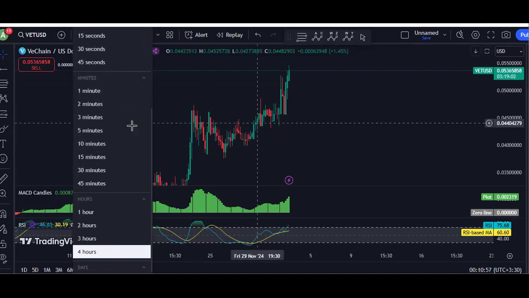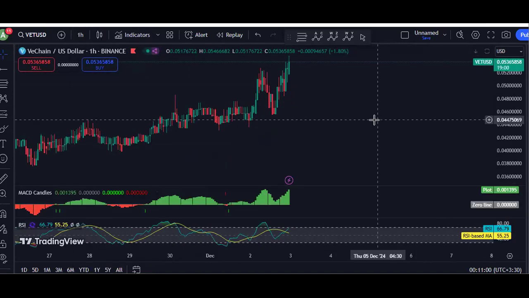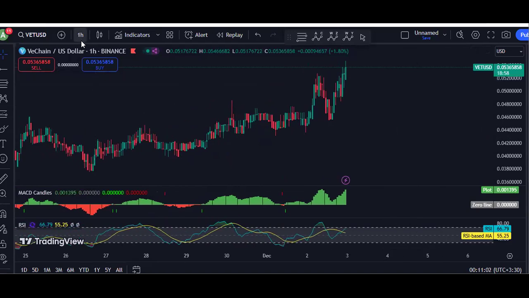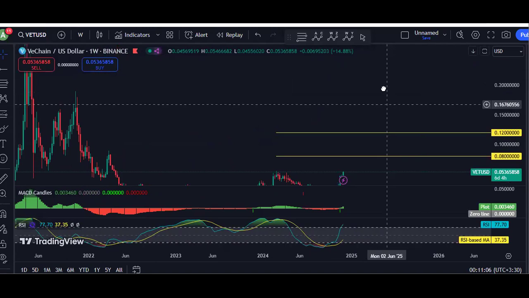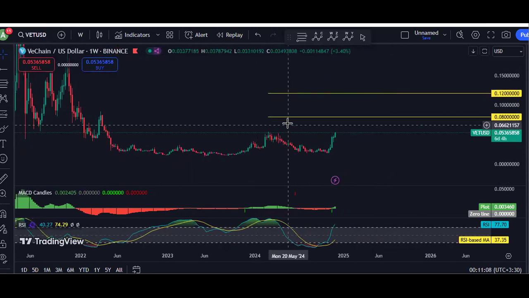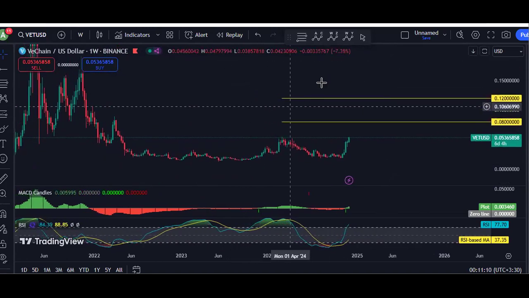Then based on the 4-hour chart, I don't see any trade setup, even based on the 1 hour chart. Anyway, the only thing is the price is almost near the previous top, and with the breakout of the previous top, we're looking for 8 cents. Anyway, we just follow the chart.